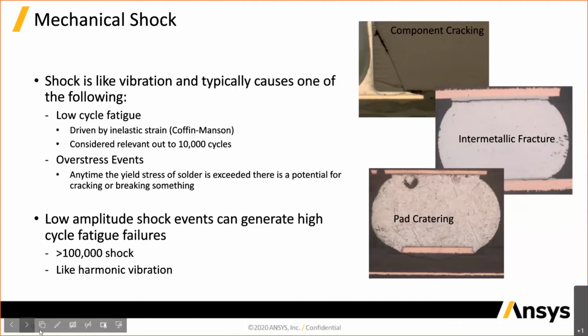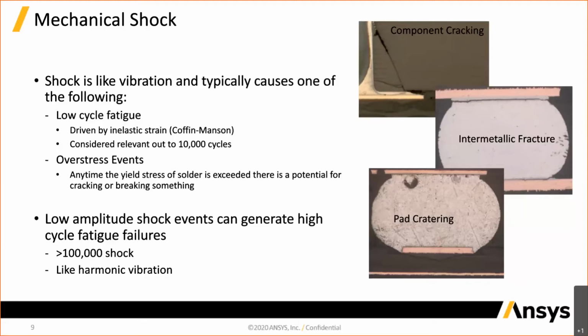That's more of a probabilistic type analysis, where you ask whether there is a probability of it failing on every shock event. If you're ever looking at cross sections and want to determine whether something is low cycle fatigue due to a shock event or high cycle fatigue, you can tell by the way the failure looks. If you see pad cratering, for example on a BGA, that's low cycle. That's an overstress event, likely from a shock event.